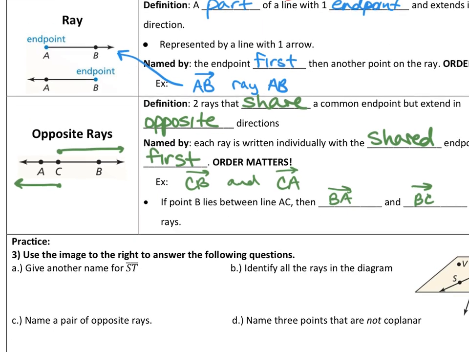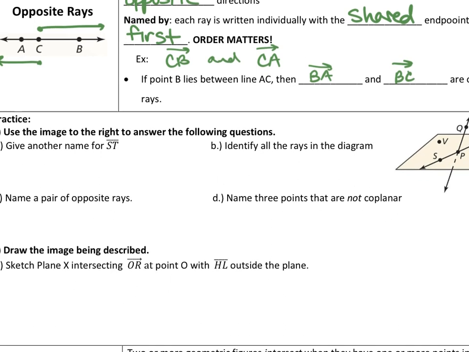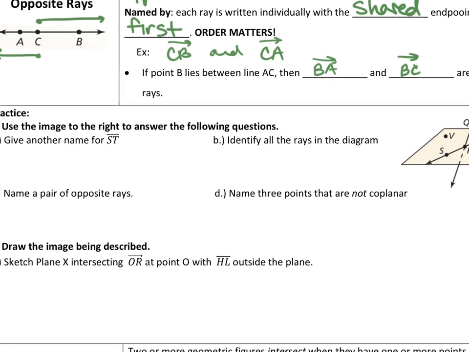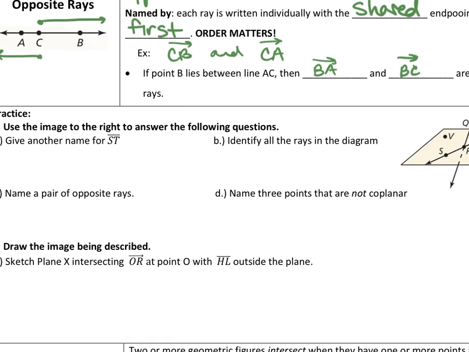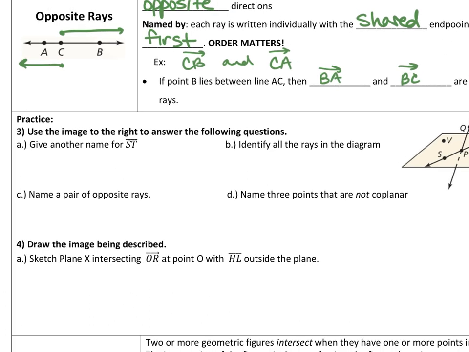So we're going to do the same thing. This is the same image actually as the front side as number 1, but we're going to continue to name stuff. The first question says, give another name for ST. Now this time, is this a line or a line segment? Does it have arrows on top of ST? No arrows, so it is a line segment.